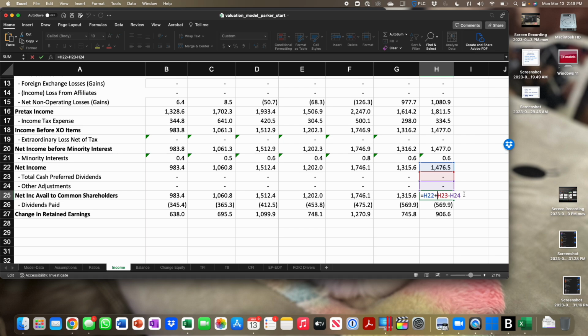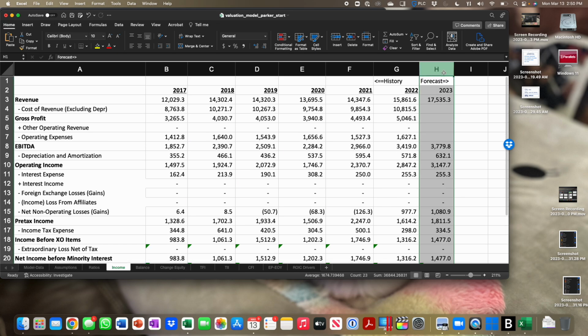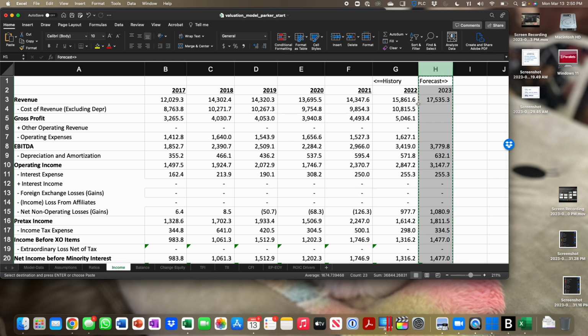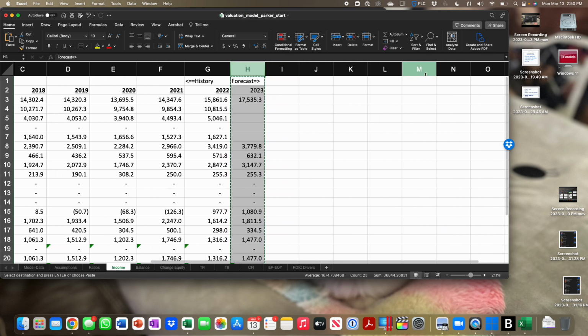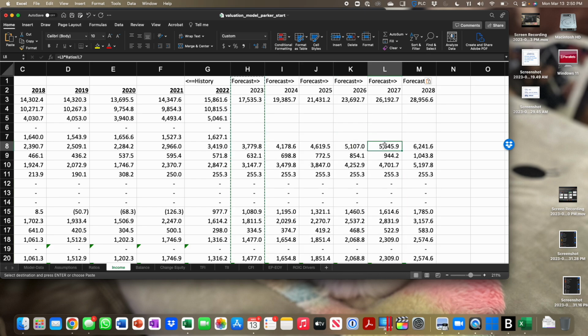So the formula should be H22 minus H23 minus H24. But because I know H23 is coming as a negative number, it's H22 plus the negative in H23 minus H24. Final step, take column H, complete income statement, copy it, go to column M, select it, paste it. We now have forecasted income statements going through 2028 in dollars.